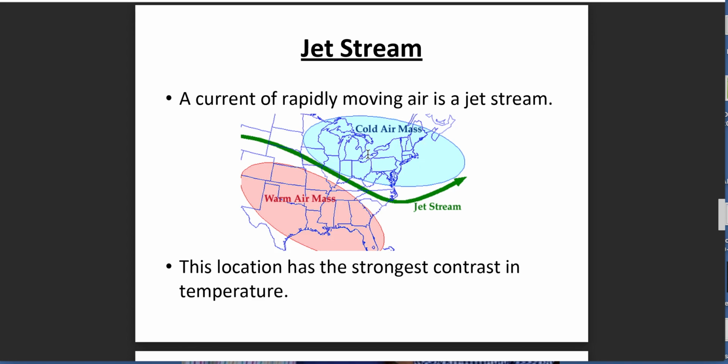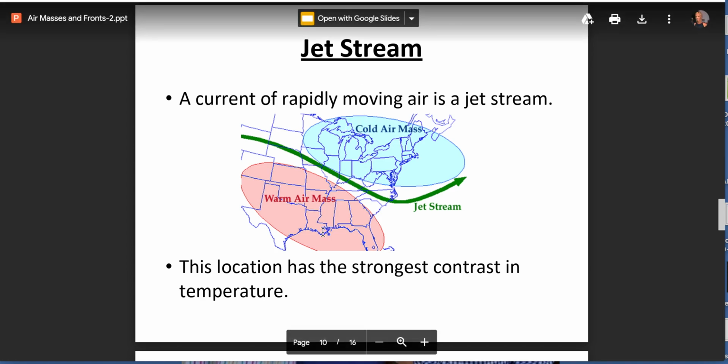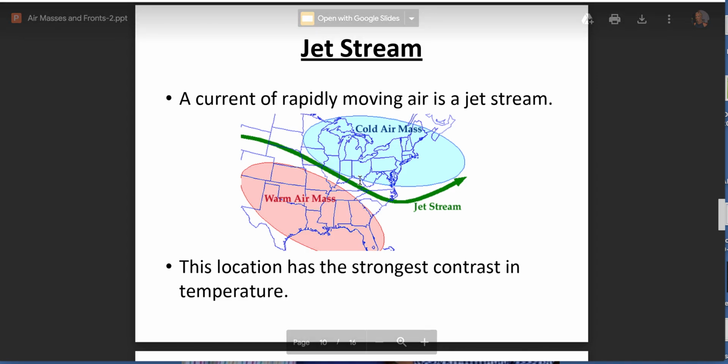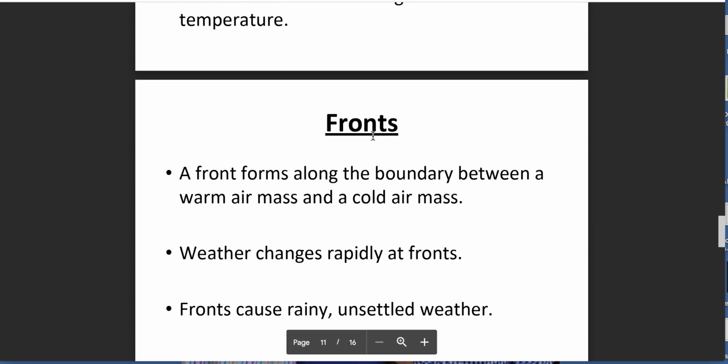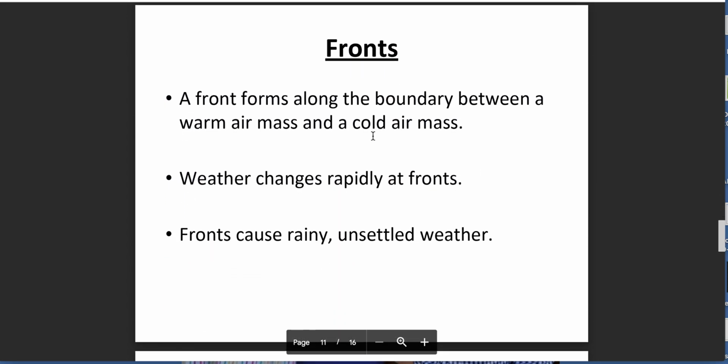Colder air is above the jet stream. Warmer air is below it. Okay? I think of, up north it's colder, down south it's warmer, whatever helps you. But there's always warmer air below it and cooler air above the jet stream. All right, so fronts. A front forms along the boundary between warm and cold, like we already talked about. Remember, if you see or hear about a front, that means there's going to be some weather happening. They cause rainy, unsettled weather.